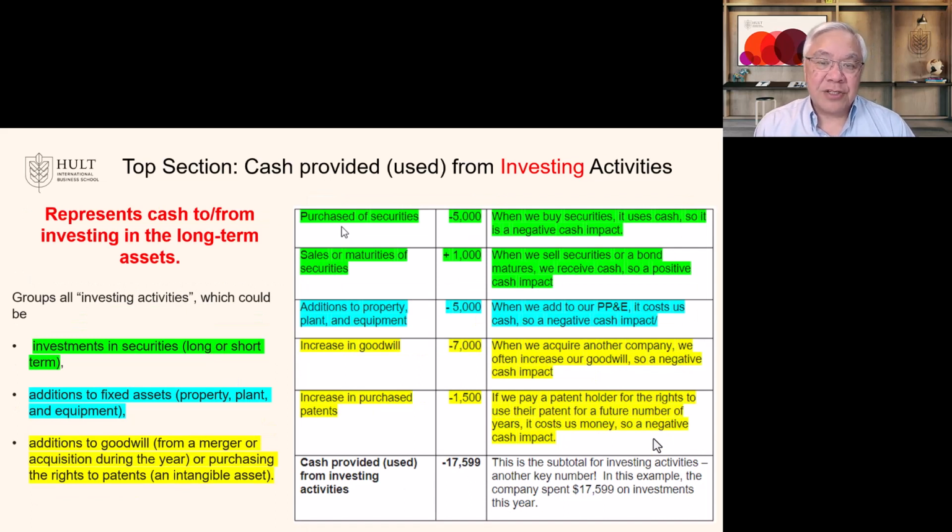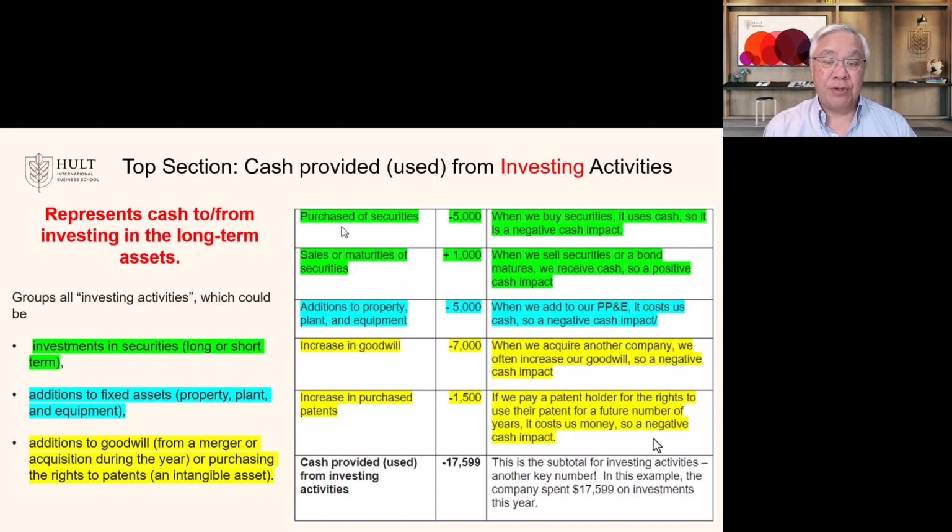The next section is on the investing activities. This represents cash in or out from investing activities. What are these investment activities? Here again, we have colors. The green represents purchases of securities or sales or maturities of those securities. Maturities refer to bonds, and we could sell a bond or sell stock. Those are obviously investing activities.